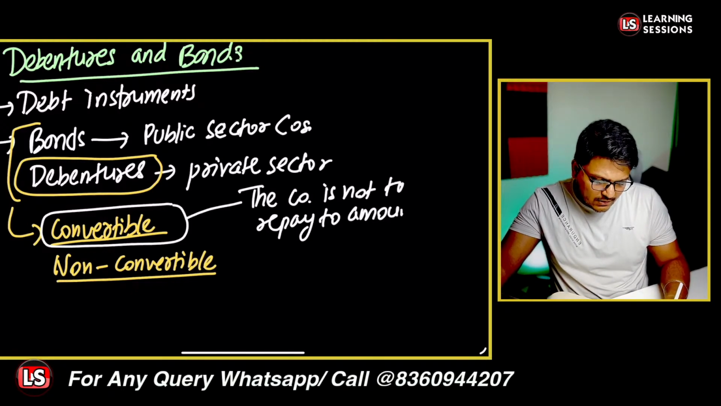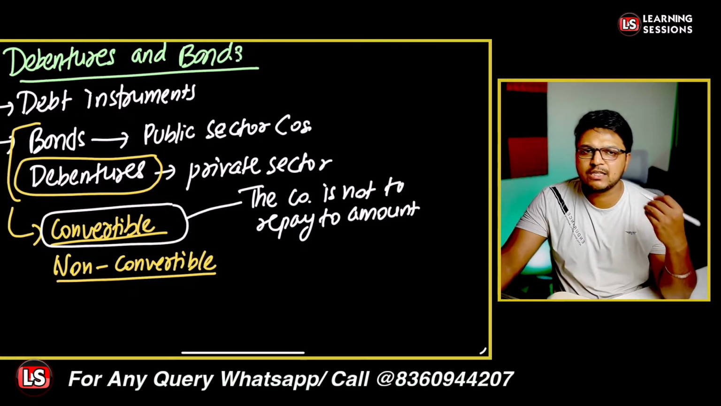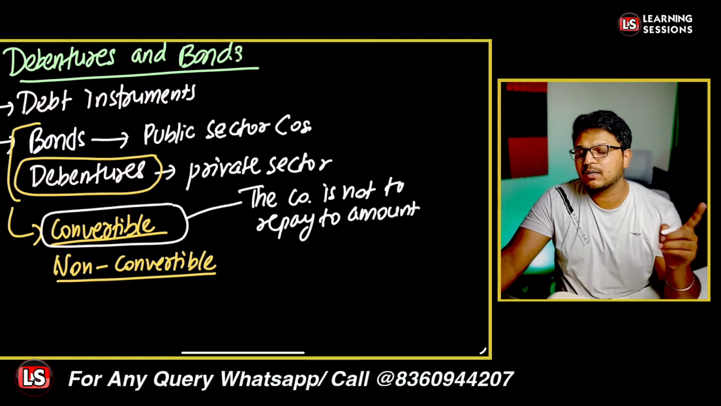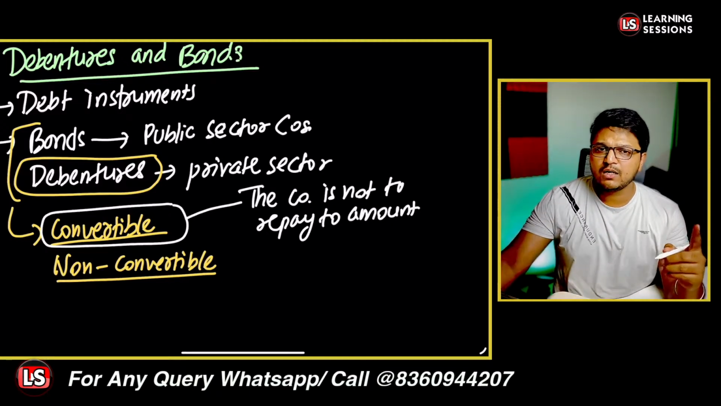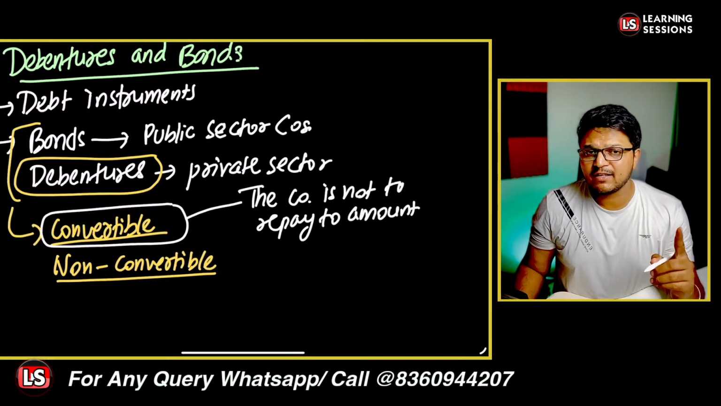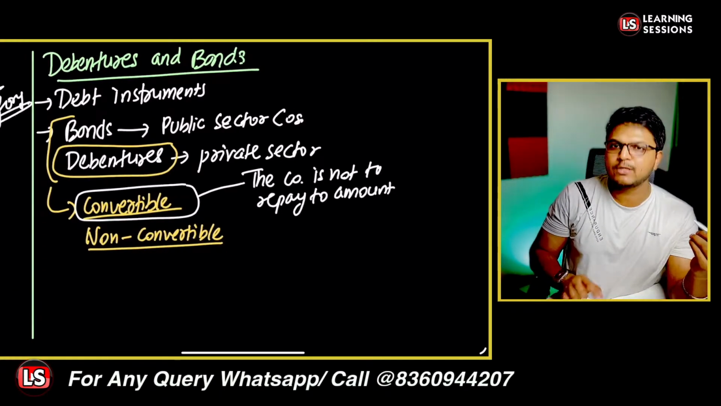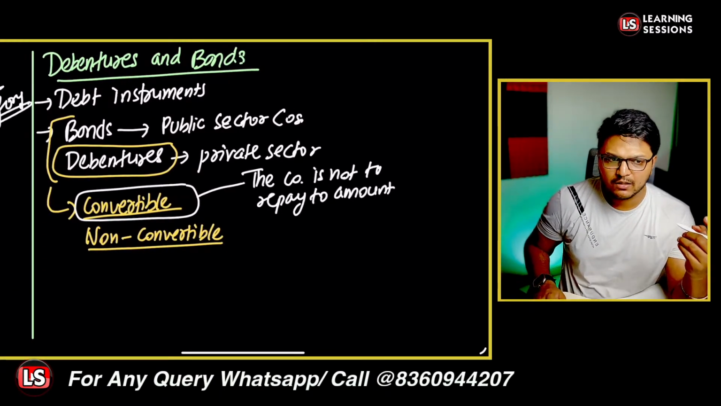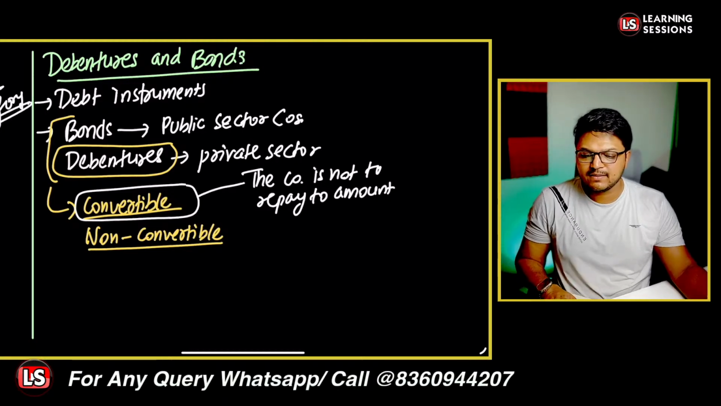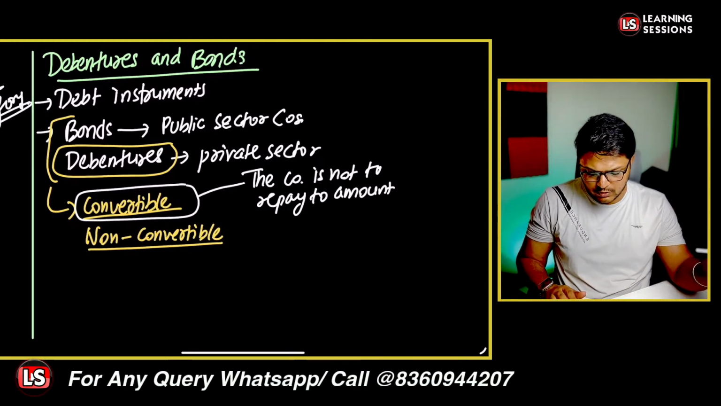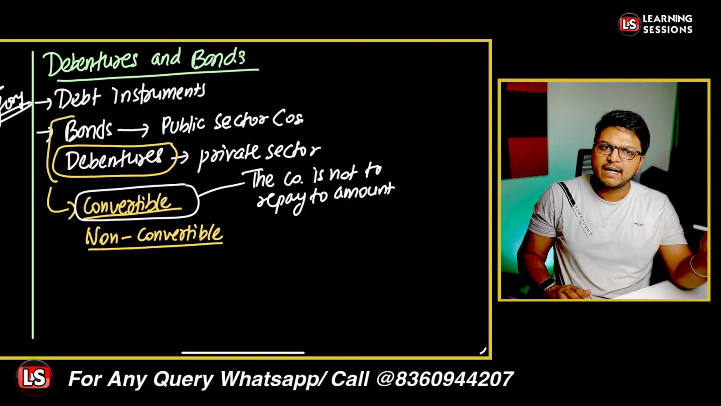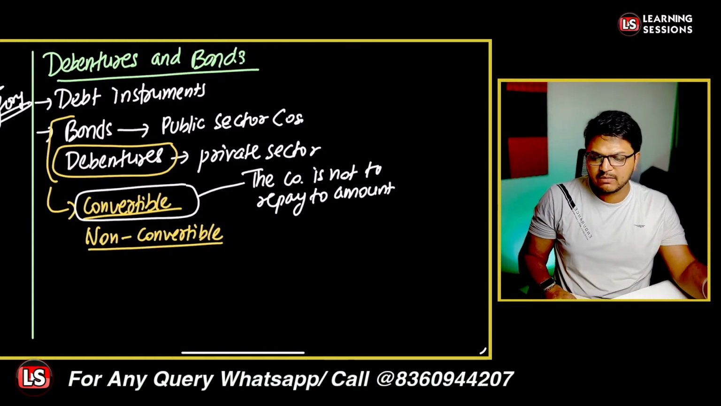And further, the investor is going to exercise the option for conversion only if the equity price is higher than the redemption price of the bond. So definitely the bondholder or debenture holder is also going to benefit. So that is the scenario. Is that clear? So it basically has two types: convertible and non-convertible bonds.